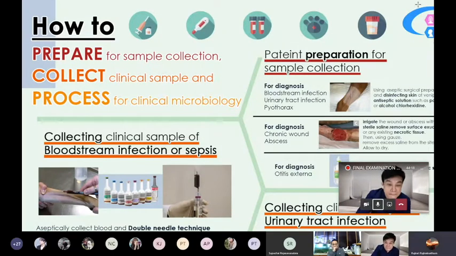From my research, regarding the use of charcoal in transport media, the researcher said that charcoal in transport medium can neutralize toxic material in the specimen or on the swab and facilitate the growth of sensitive bacterial pathogens such as Neisseria gonorrhoeae, like that.